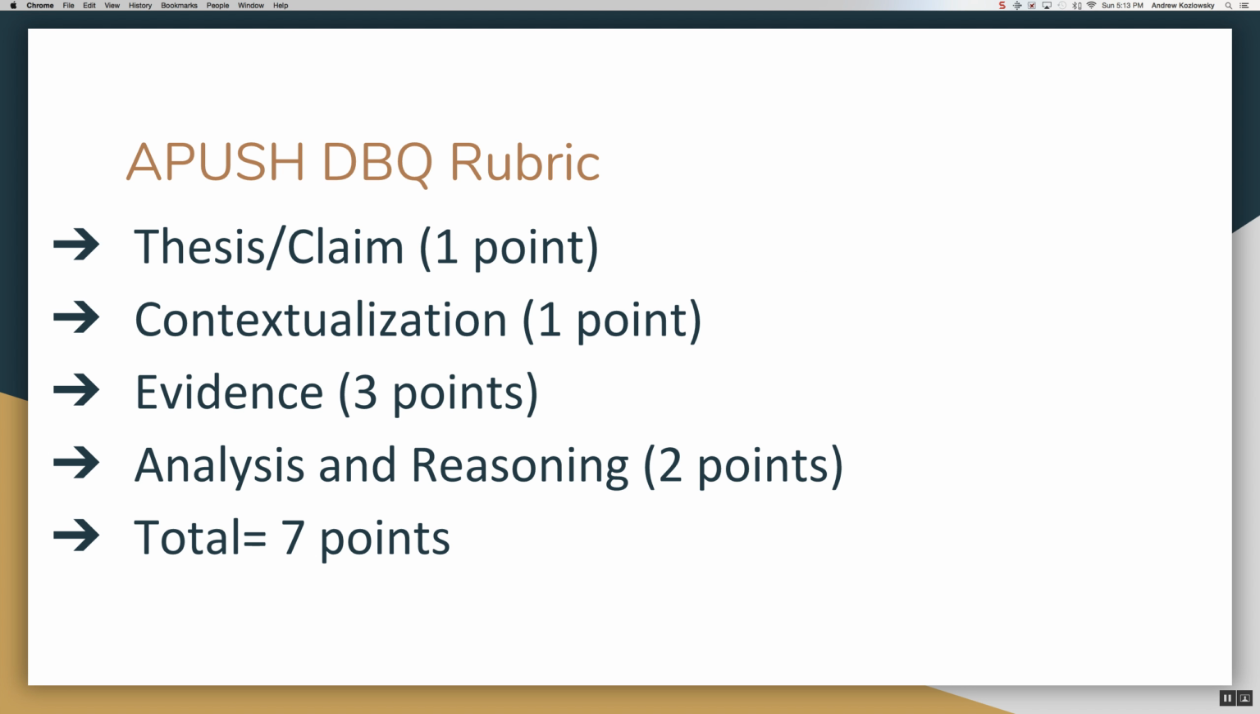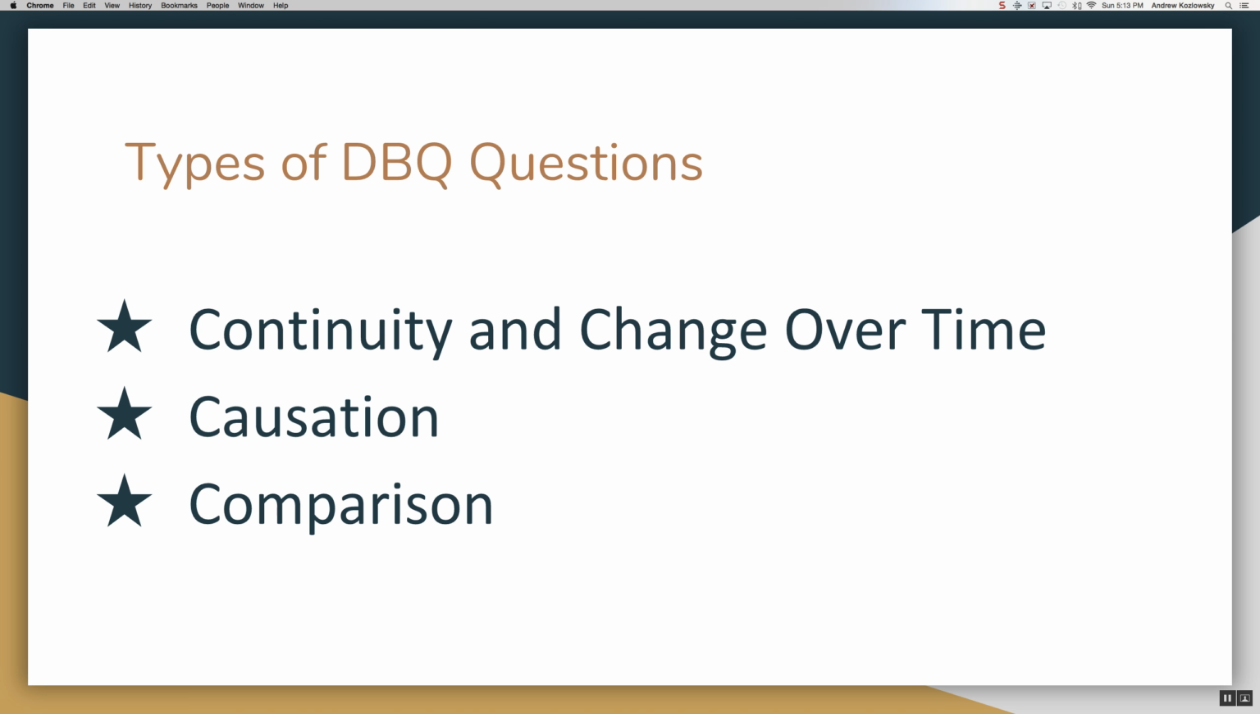So, we have the APUSH DBQ rubric. 1 point you're going to get for thesis claim, 1 point for contextualization, 3 points for evidence, 2 points for analysis and reasoning, for a grand total of 7 points. All right, so the types of DBQ questions that you're going to see. One could be continuity and change over time, causation, and comparison.